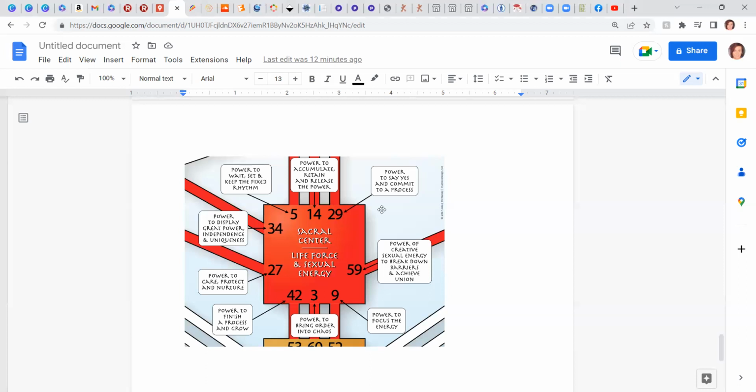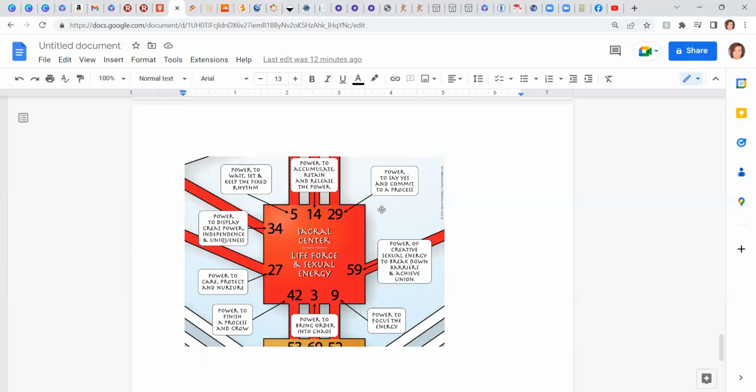So power to wait, set, and keep the fixed rhythm. That's number 5. If you have the 5, you have your own rhythm that you need to honor, right? If your child has the 5, they have their own rhythm. Number 14, power to accumulate, retain, and release the power. So these are all the gates around the sacral center.